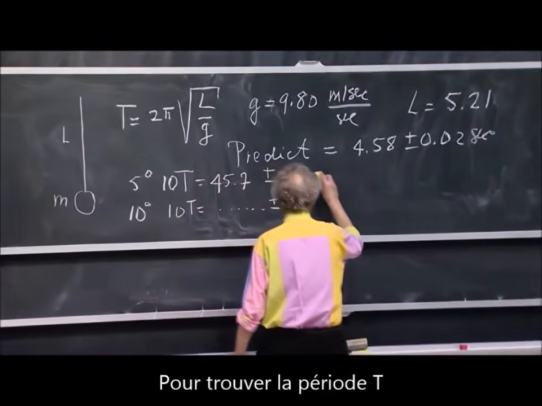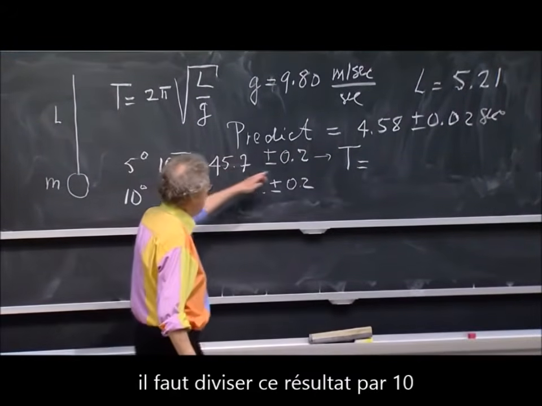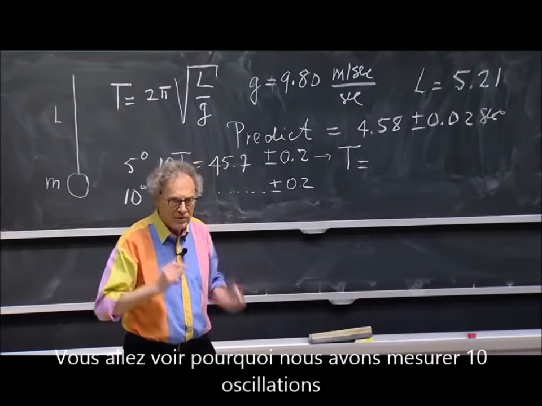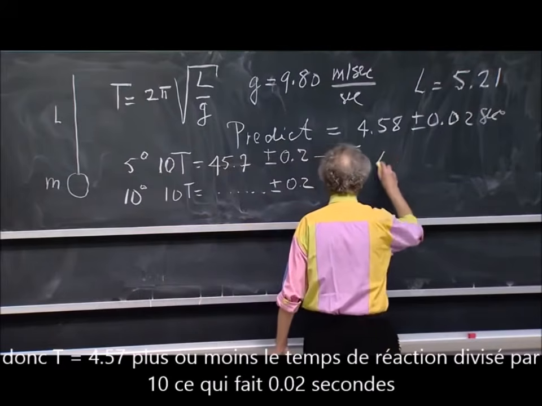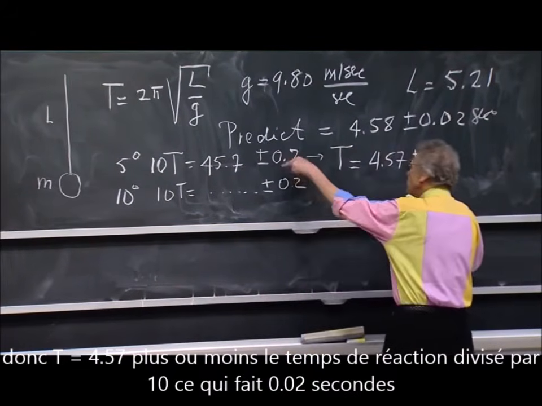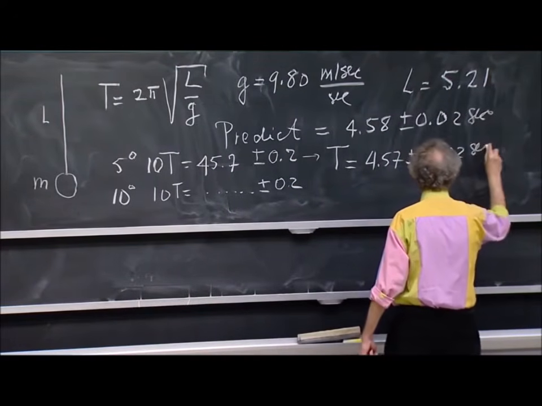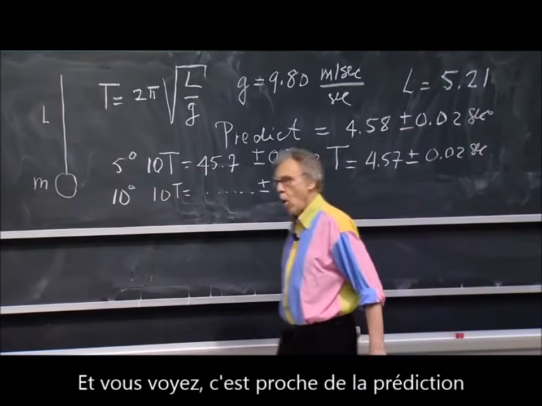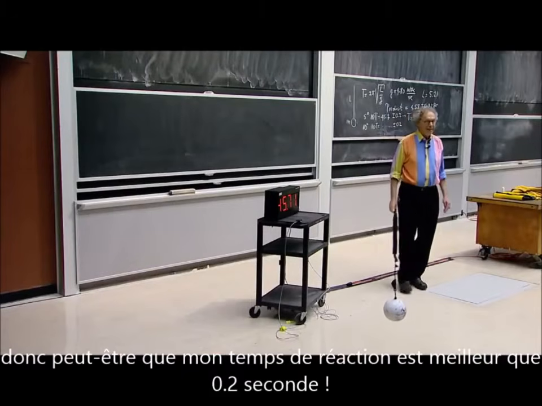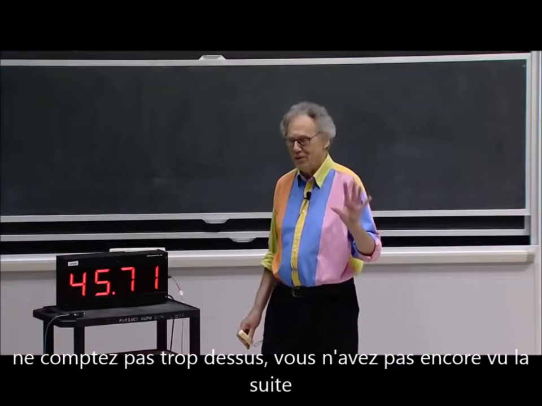45.7, so that becomes that T, that means this whole equation now has to be divided by 10. And now you will see why I measure 10 oscillations. So T is going to be 4.57 plus or minus 0.2 divided by 10, that is plus or minus 0.02 seconds. And you see, comfortably within the prediction. So maybe my reaction time is a little better than 0.2 of a second. Don't count on it because you haven't seen the rest yet.